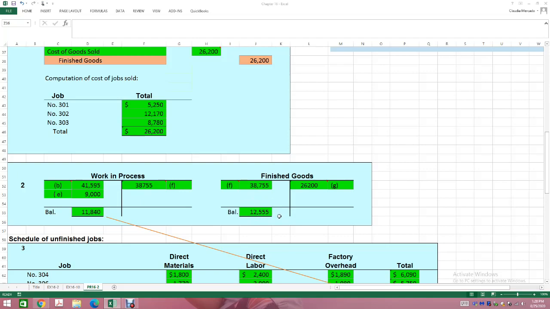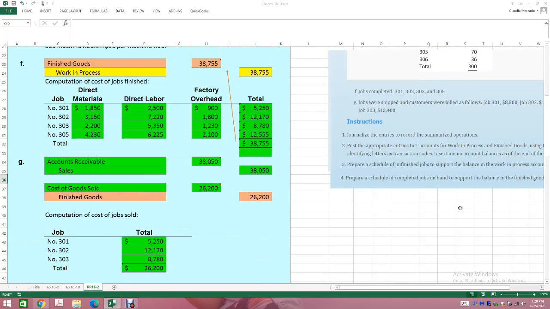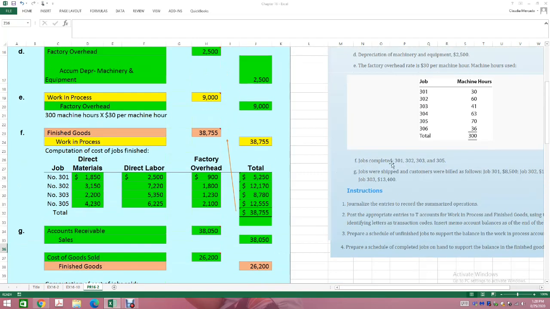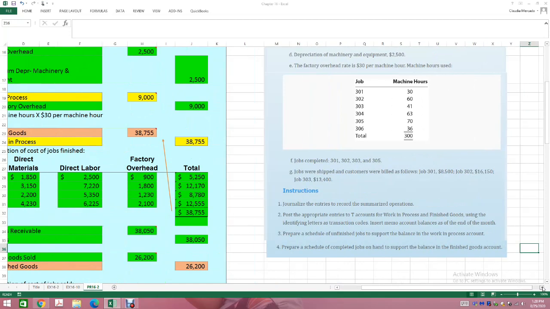Okay, so if we look closely, it says the jobs completed were 301, 302, 303, and 305. And this is where we have to use our critical thinking and go back and analyze the information. It says here that you shipped out 301, 302, and 303. So which one are you pending to ship out? Well, that means that we're pending to ship out 305. That has not been shipped out and it's still sitting in my warehouse.